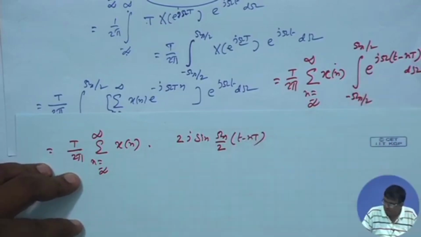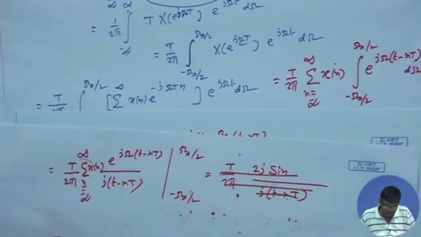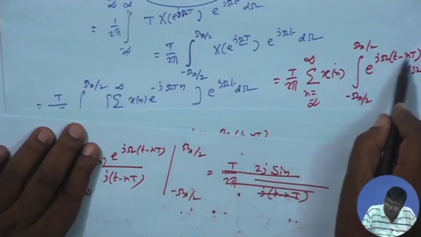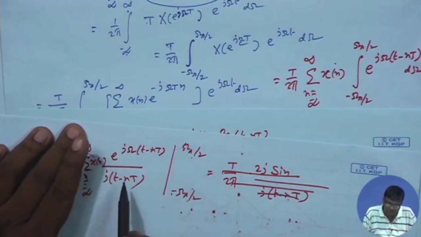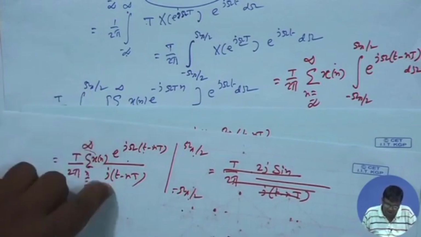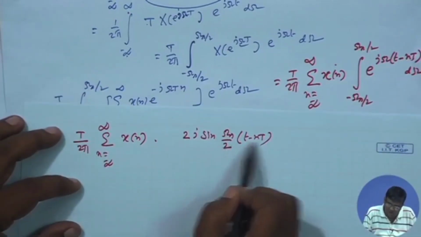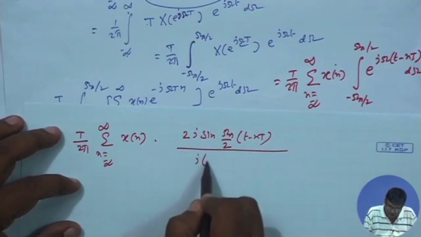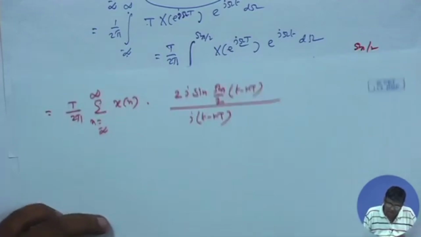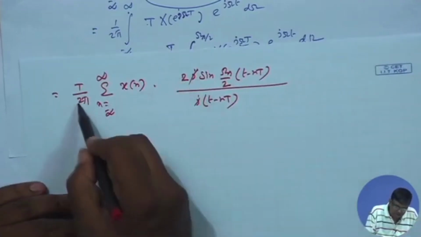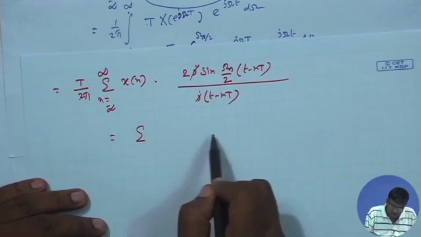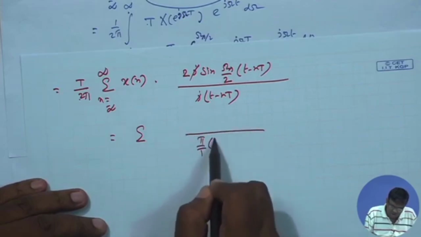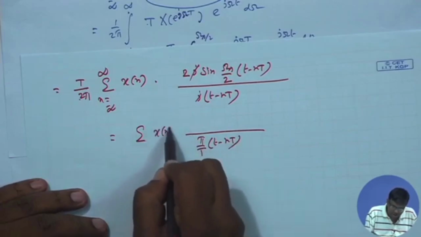If you want, you can look at that thing: e to the power j omega (t minus nT) remains, j (t minus nT) here, replace omega by omega s by 2 and then again minus omega s by 2, that minus this. So, it will be twice j sin omega s by 2 into (t minus nT) divided by that j (t minus nT). So, j and j cancel, 2 cancels, T by pi, you can bring the T by pi below this as pi by T and (t minus nT), this x n.